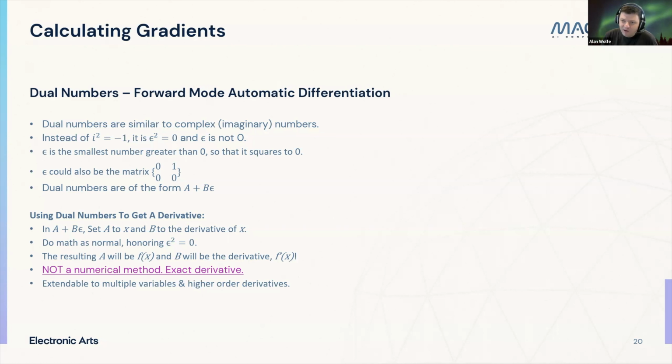And a will be your function's value at x, and b will be the derivative. The cool thing here is that this is not a numerical method. This gives you the exact derivative. That makes it better than finite differences in that way. And you can extend this to give you the derivative of multiple variables at a time, and also higher order derivatives, like if you want the second derivative or anything like that.